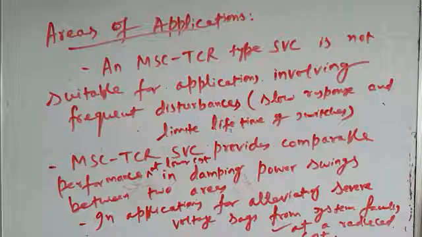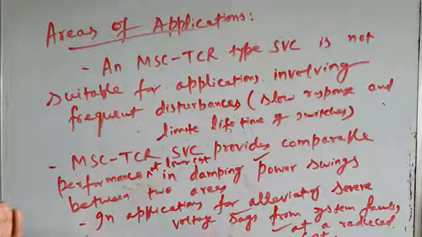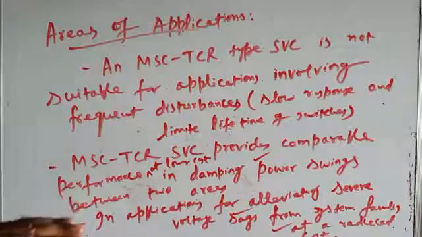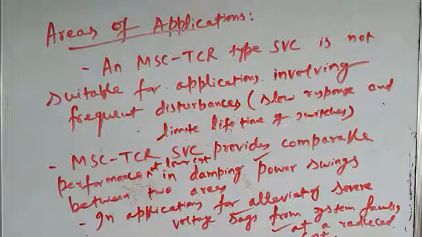So therefore for those applications where frequent switching operation is not required, like for damping power swings between two areas and for alleviating severe voltage sags from system faults, MSC TCR SVC finds its application at a reduced installation cost. And finally, let me tell you that since capacitors are very sensitive to over voltages and over currents, appropriate protection strategies need to be employed. So you have to provide over voltage protection of capacitor banks and also over current protection of capacitor banks. So that's all about the first type of SVC, that's MSC TCR SVC.